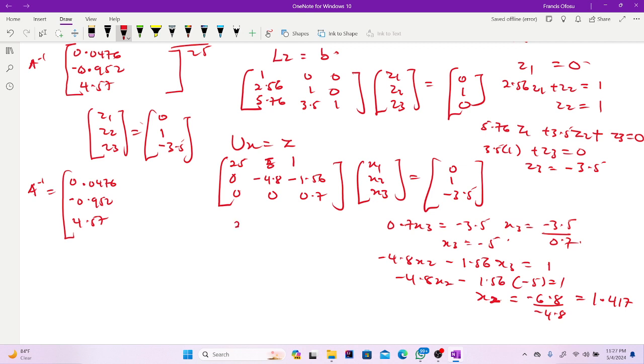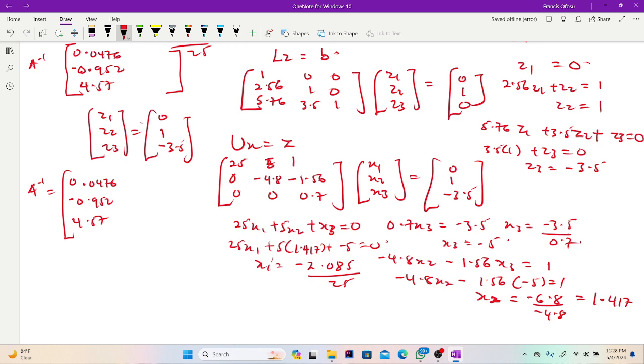Then finally, what's the x1? I'm getting here 25x1 plus 5x2 plus x3 is equal to 0. So 25x1 plus 5, our x2 is 1.417, plus our x3, which is negative 5, is equal to 0. So I simply do 5 times 1.417 minus 5. This is giving me 2.085. So my x1 is equal to negative 2.085 all over 25. So divided by 25, and I'm getting 0.083.